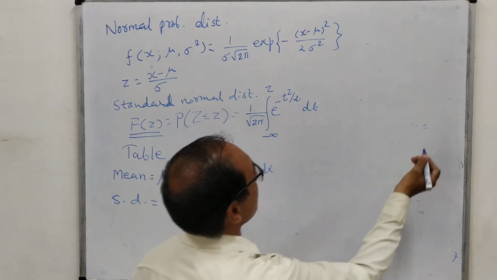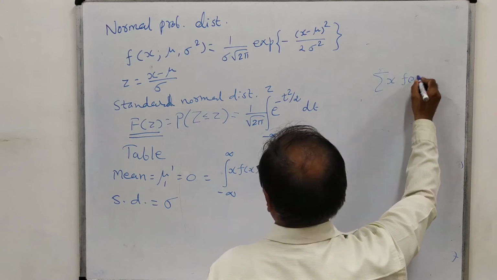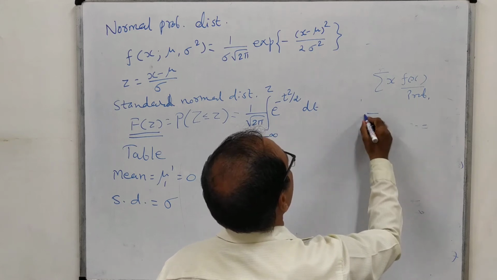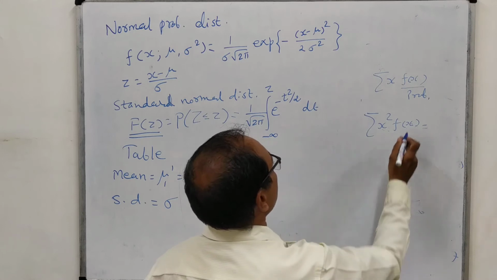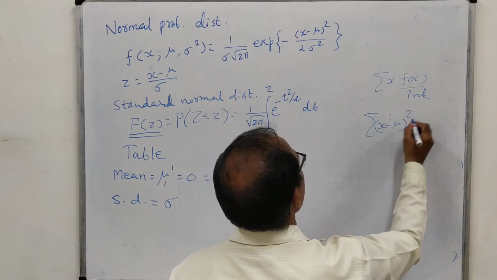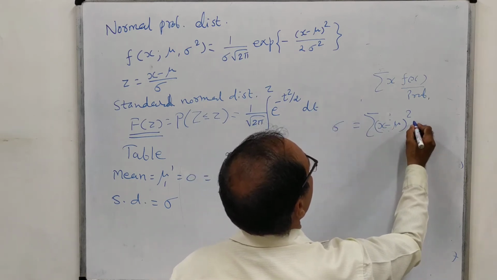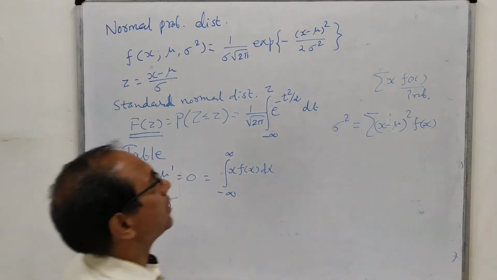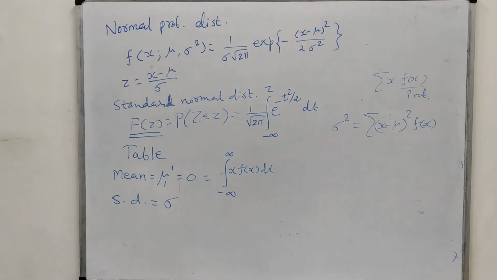Likewise, in the Poisson distribution and binomial distribution, we were finding the mean as sigma x f of x, where f of x is nothing but the probability. And the variance we were finding as sigma of x minus mu whole square into f of x, because the variance is about the mean. Sigma square is nothing but the variance.